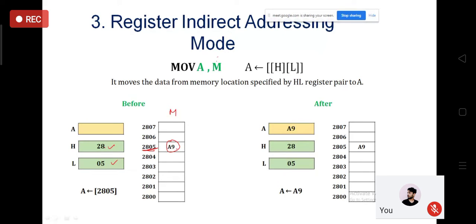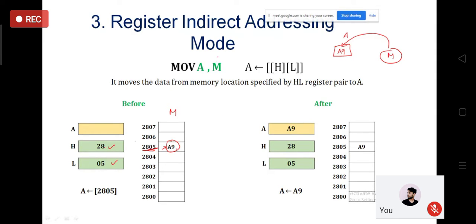2805. So it means if some movement is required, like A is one open accumulator and you actually want to insert some values from M, but it is not M, that is, it is not 2805. Instead of that, you are going to the content of A9, that you are actually transferring here. That means after the execution, instead of 2805, it is going to have A9.